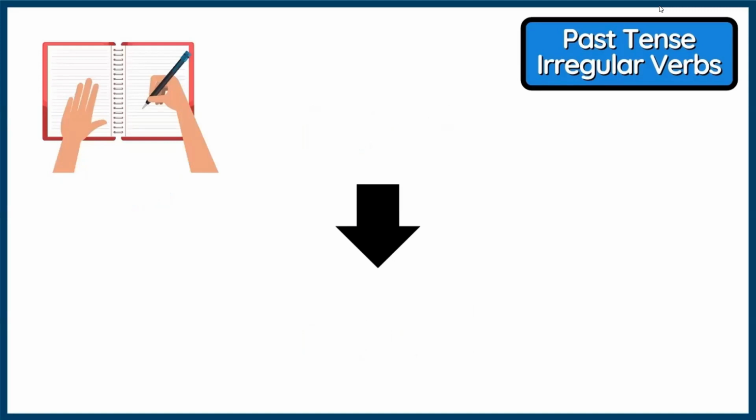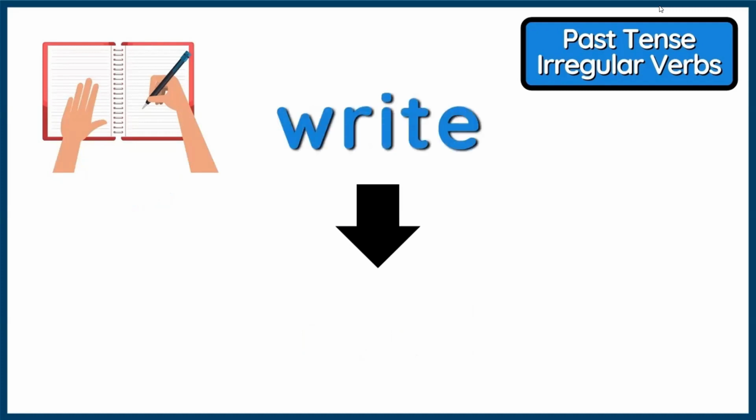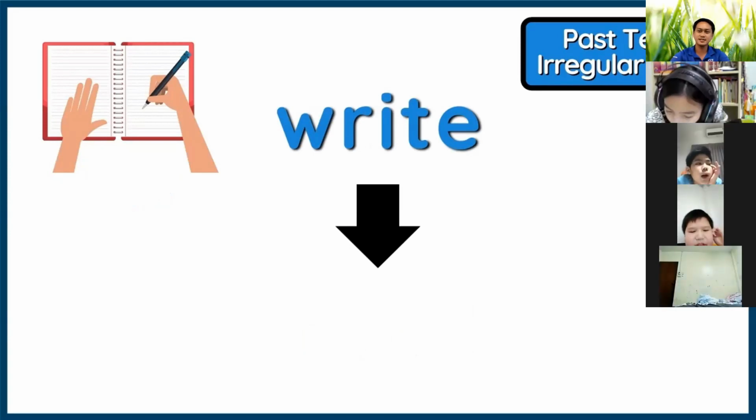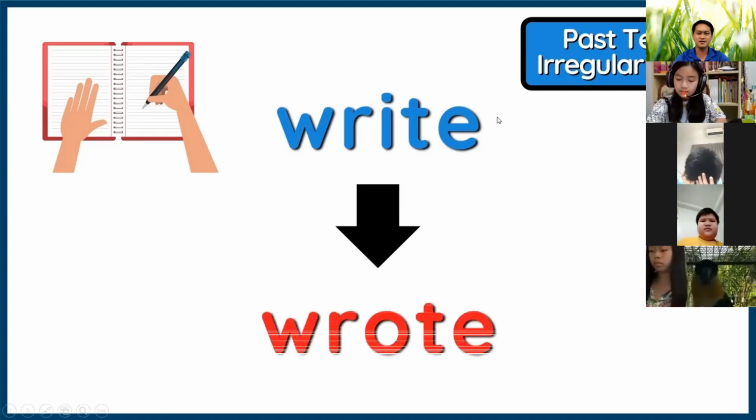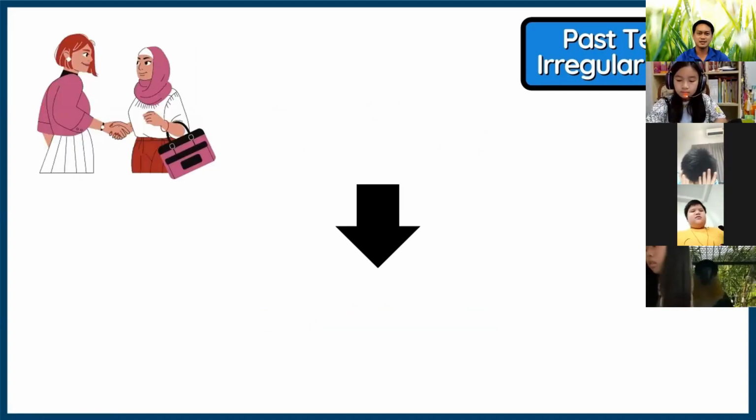Next. Write. Very good. Can you spell write? W-R-I-T-E. Okay, W-R-I-T-E. So what is the past tense for write? Wrote. Very good. Can you spell wrote? W-R-O-T-E. Very good.